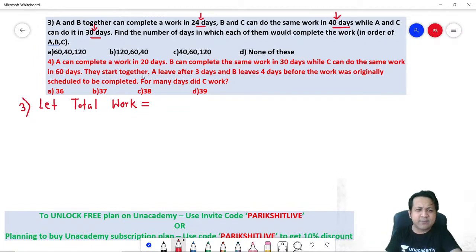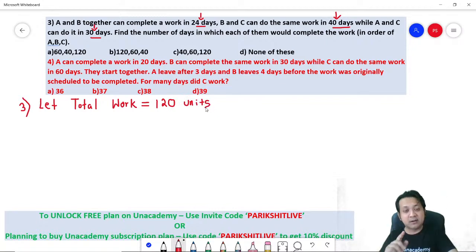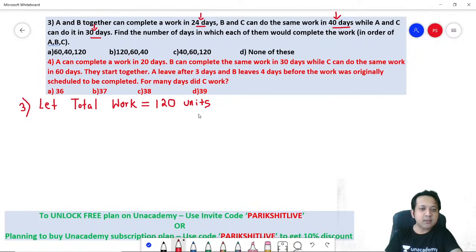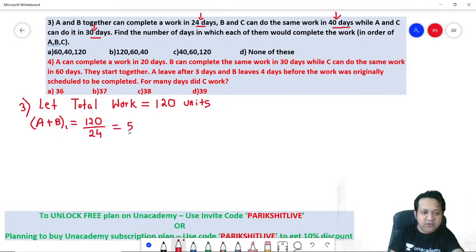Any number you want, you can take. I think 120. 120 can be that number. If you know LCM, we are taking the LCM of 24, 40, and 30. But as I say, you assume any number, you'll get the same answer. Let total work be 120 units. A and B do the work in 24 days. So can I say in one day, A and B must be doing 120 divided by 24, which is 5 units per day. 5 units.